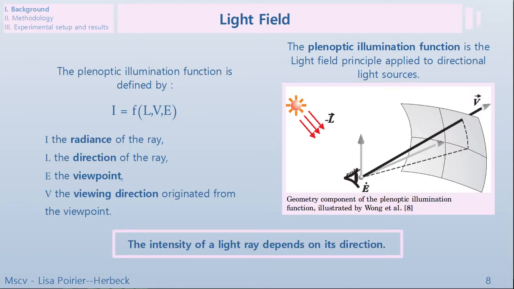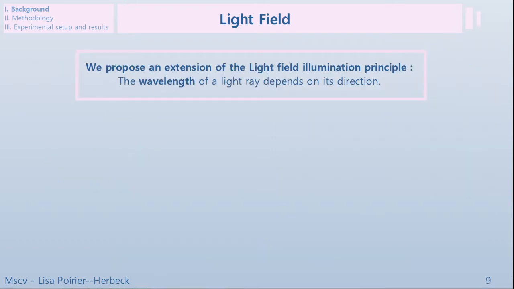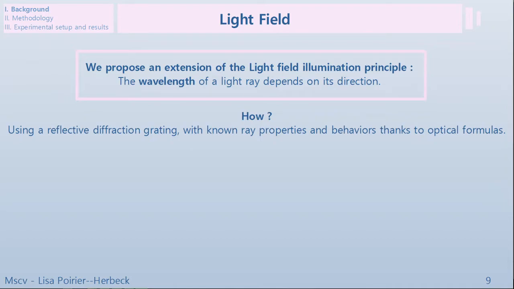So more intuitively, the concept of the plenoptic illumination function is that the intensity of a light ray depends on its direction. Based on all this information, in this work, we propose an extension of the light field illumination principle. The wavelength of a light ray depends on its direction. It could be done using a reflective diffraction grating with known ray properties and behaviors thanks to optical formulas.